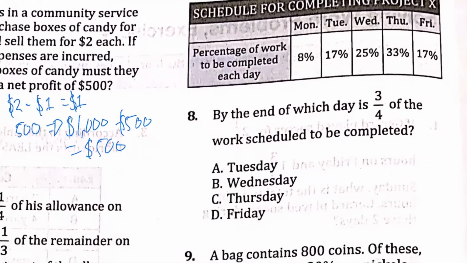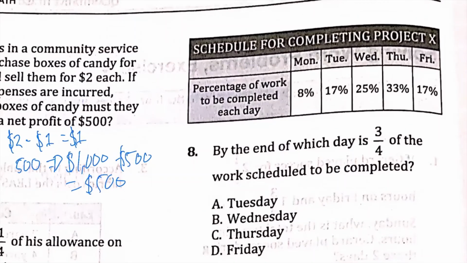Number 8. Now this one, we just read it. By the end of which day is 3/4, which is 75%, of the work schedule to be completed? So we're just adding these. We're just going to add 8 plus 17 plus 25 plus 33 and see when we get to 75.